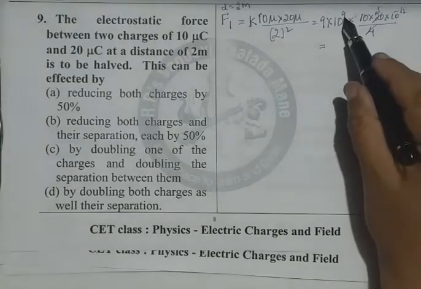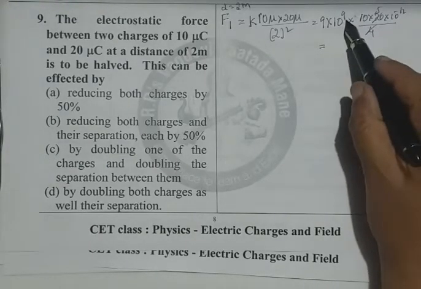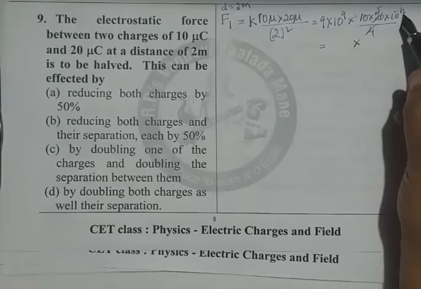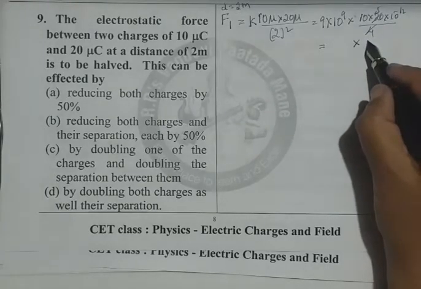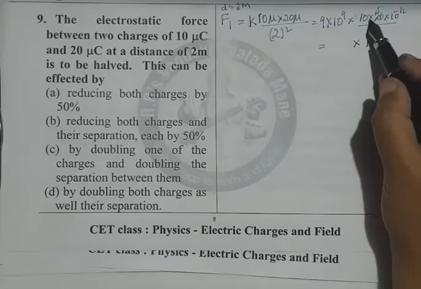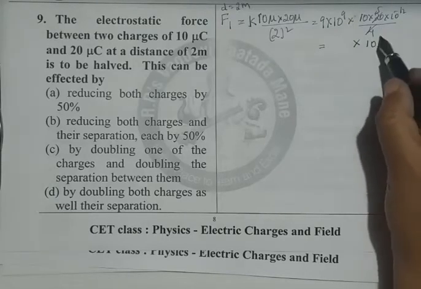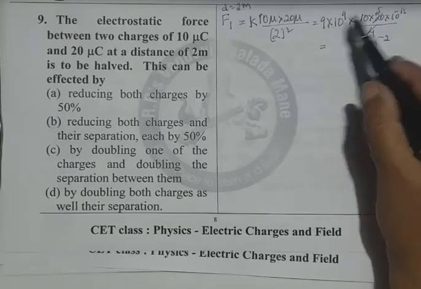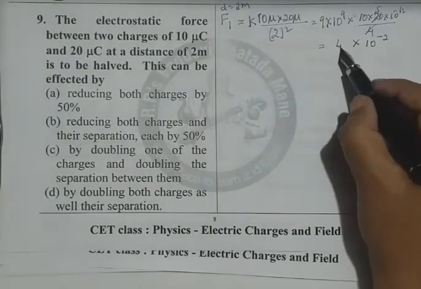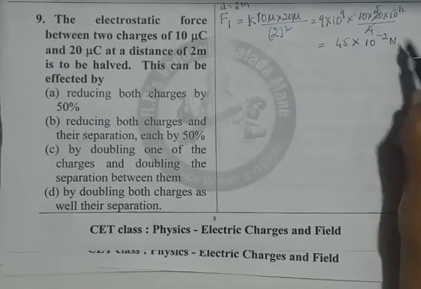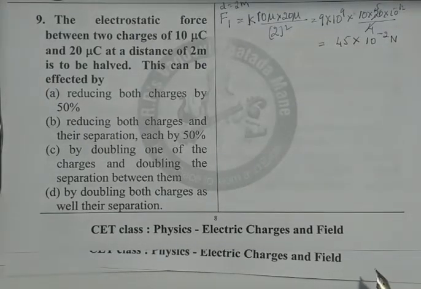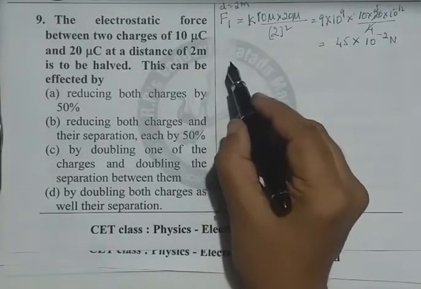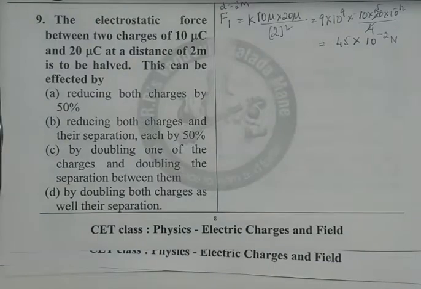10 to the power of 1, 10 is there, 1 and 9 is there. 10 to the power of 10 happens, and minus 12 is there. So I can simply write it as 10 to the power of 10 minus 12, which is minus 2. And here we have 9 left and 5 left, 45 only. 45 into 10 raised to minus 2 Newton.